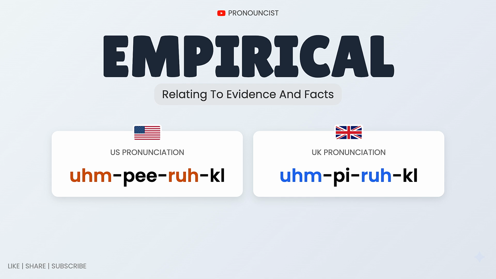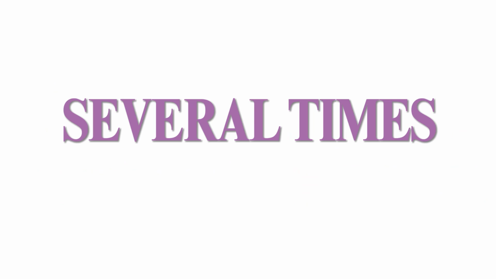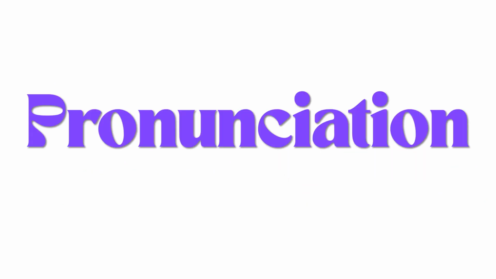Watch that middle sound. Practice repeatedly and you'll soon be able to say this word perfectly. The best way to practice is to repeat the syllable multiple times. The meaning of the word is relating to evidence and facts. Try repeating this word several times to improve your pronunciation.